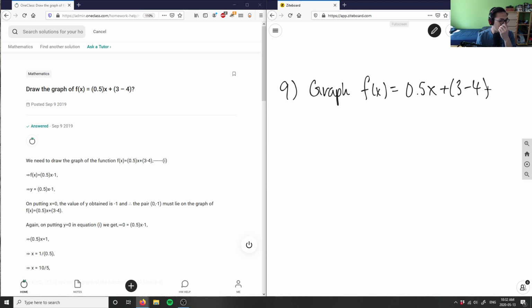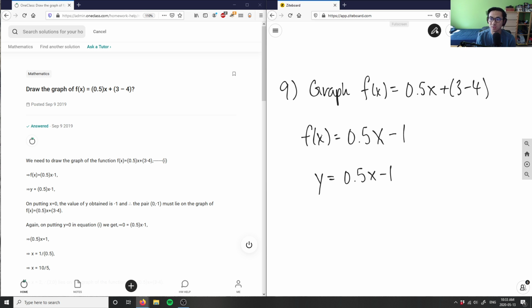So before we graph this function here, I could actually simplify this algebraic expression, right? I have f of x equals 0.5x, and then I have this plus 3 minus 4 here. I can actually do this operation in the brackets, right? 3 minus 4 here is simply just -1. So f of x equals 0.5x minus 1 here. So what we have to do when we're graphing this, we could actually change f of x into y, just for our purposes here. Let's change this to y.